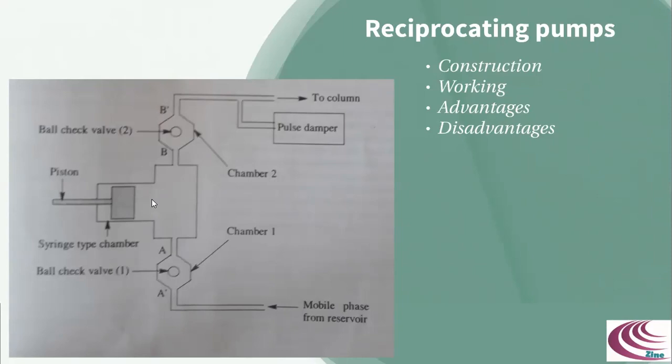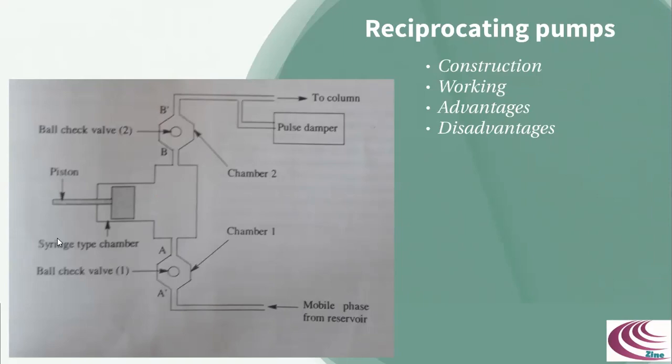Again, when the piston direction is reversed, the mobile phase from chamber 1 enters chamber 2, which pushes the mobile phase already present in chamber 2 to the column. Thus, when the mobile phase enters chamber 1, there is no mobile phase going out to the column. When the mobile phase is entering the column, chamber 1 is empty. And this is the reason for the pulsed flow of the mobile phase in reciprocating pumps.